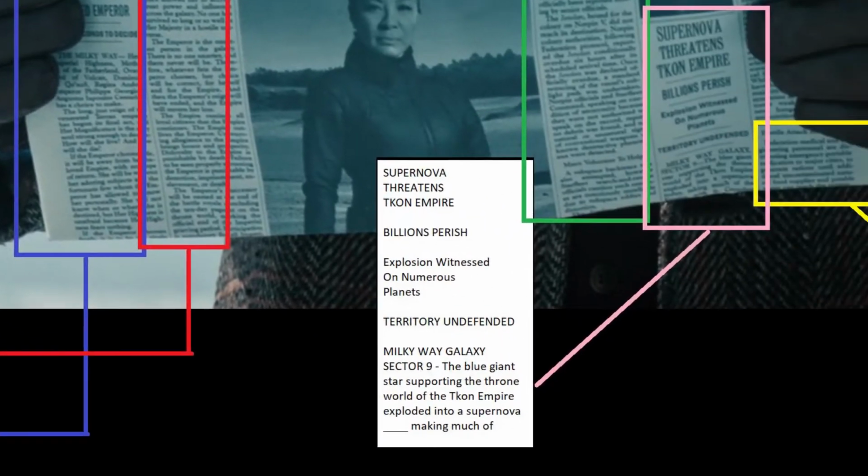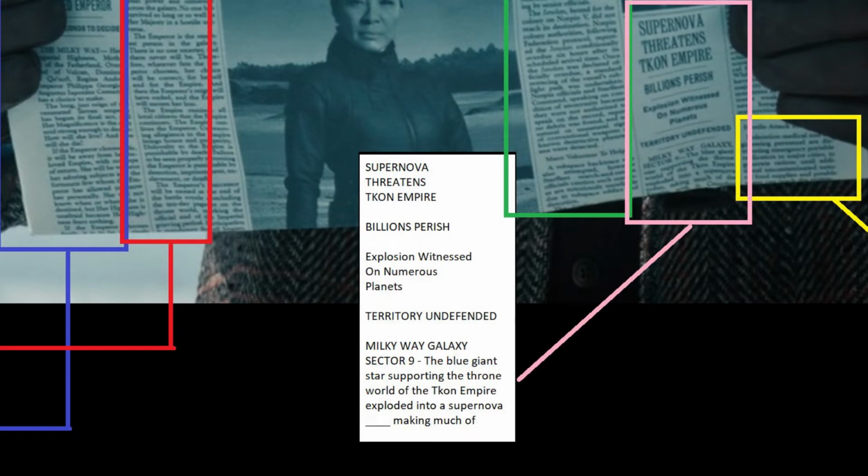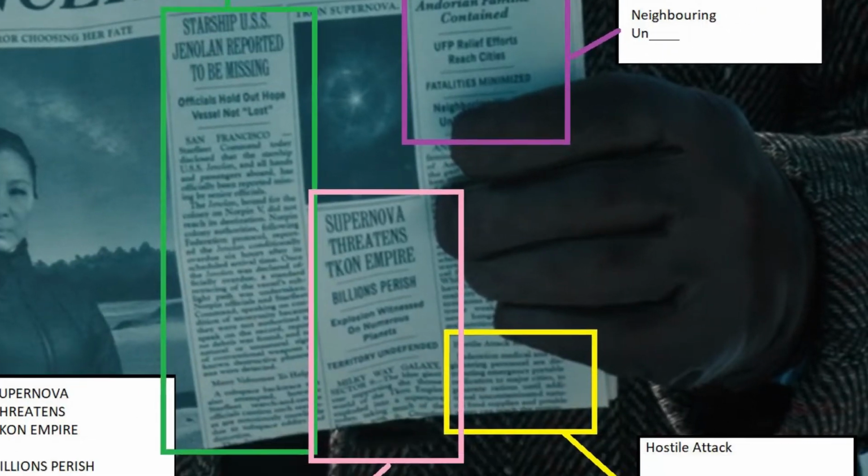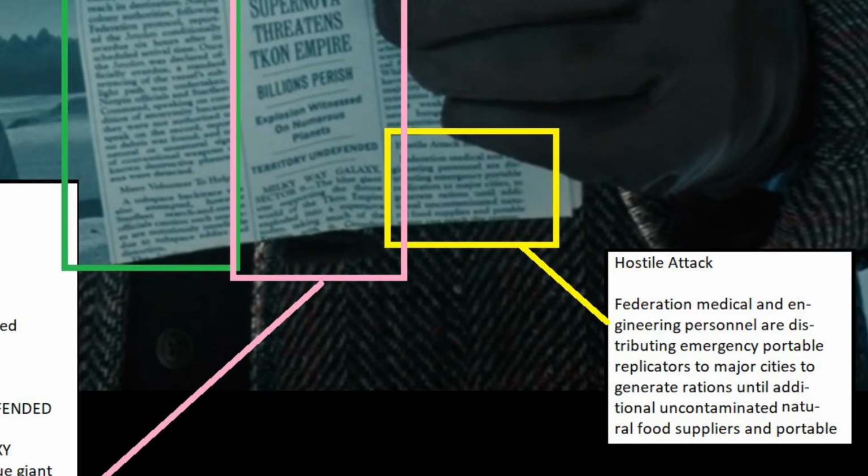We have "Supernova threatens Romulan Empire, billions perish." This is the Empire shown in the TNG episode The Last Outpost. We even have at the top Universal Edition, today's weather, serene, calm, and pleasant, no change expected, and the price of 15 quatlus. Quatlus being the currency introduced in the TOS episode The Gangsters of Triskelion. There's a couple of small stories on the side here. Andorian famine contained, UFP relief efforts reach cities, fatalities minimized, and down here at the bottom we have hostile attack. Federation medical and engineering personnel are distributing emergency portable replicators.